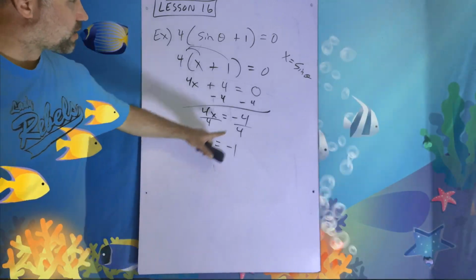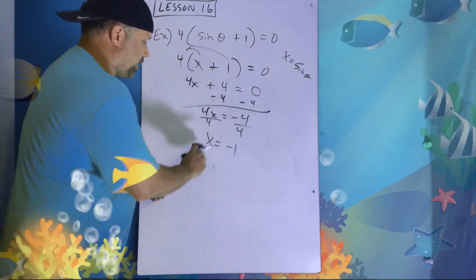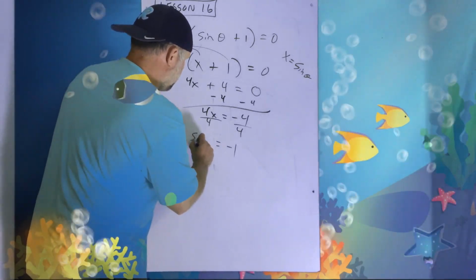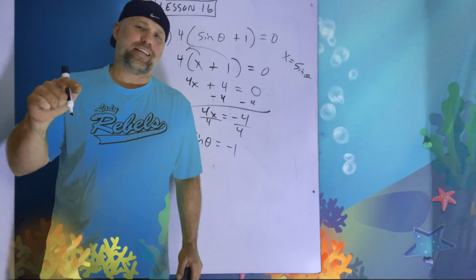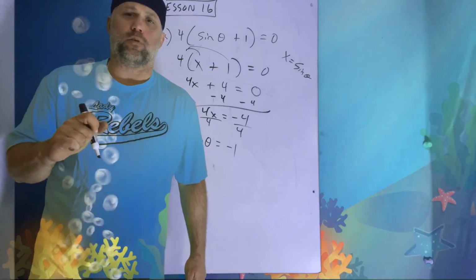Remember though, x is actually sine theta. I'm going to switch that to sine theta. Now, sine of some angle is negative 1.